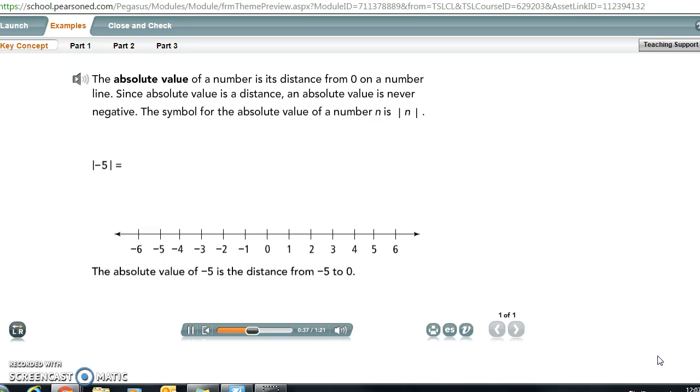The absolute value of negative 5 is the distance from negative 5 to 0. Starting at 0, count. 1 unit, 2 units, 3 units, 4 units, 5 units. Negative 5 is 5 units from 0. The absolute value of negative 5 is 5.